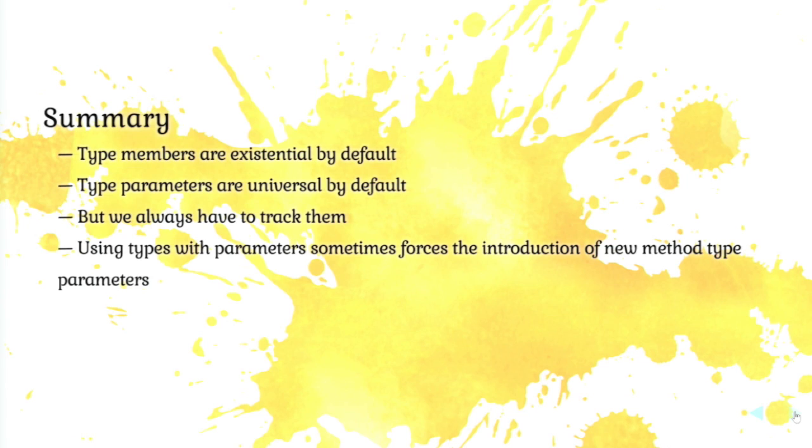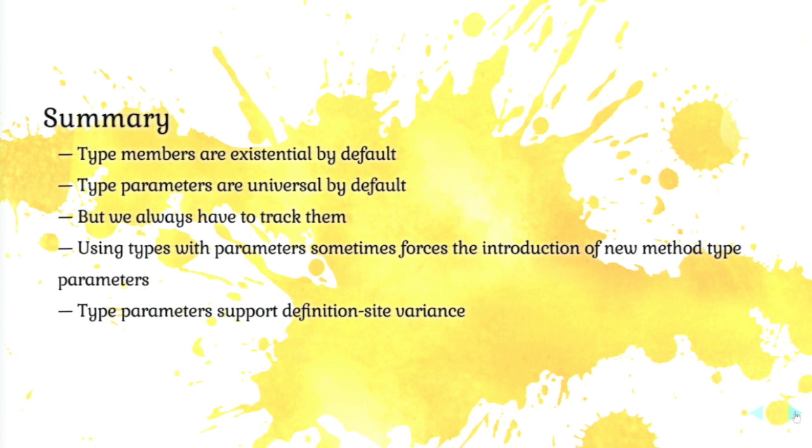So to summarize some of these points. By default, type members are existential when you write the type down, and conversely, type parameters are universally quantified. But because they're universally quantified, we always have to track them, and that's sometimes a disadvantage. And using types with parameters means we sometimes need to introduce parameters to methods which use those types in order to track them across the signature. And as Daniel pointed out, that actually causes more problems because it means we can't actually infer them and use those types in all cases.